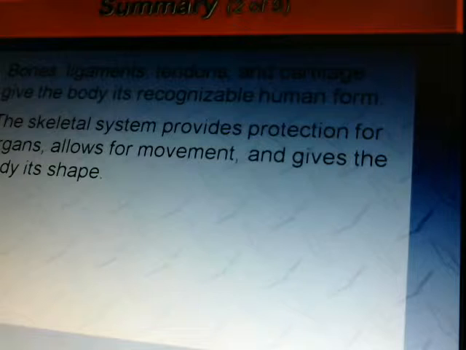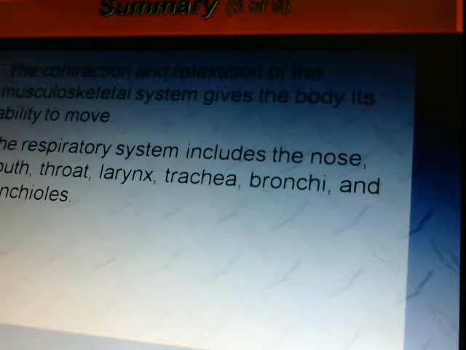Bones, ligaments, tendons, and cartilage give the body its recognizable human form. Whether you're skinny, fat, big, small, tall, or short, it doesn't matter. Our bones, ligaments, tendons, and cartilage give us our body's recognizable human form. The skeletal system provides protection of the organs. It allows for movement and gives the body its shape. The contraction and relaxation of the musculoskeletal system gives the body its ability to move, to walk, to lift.